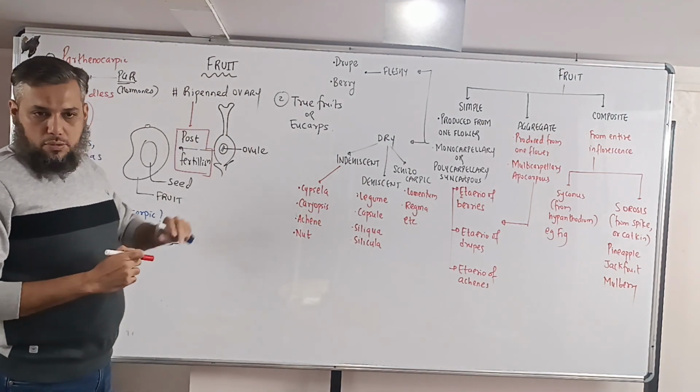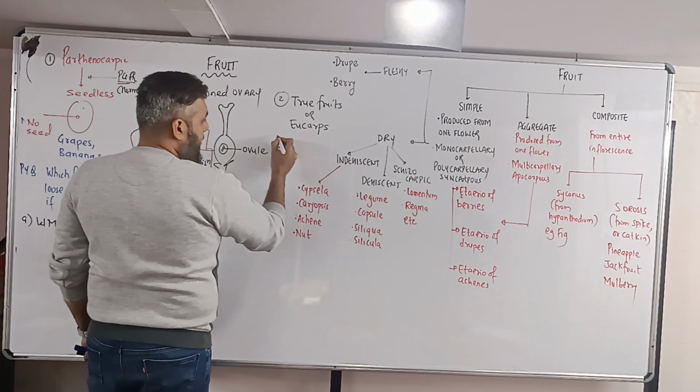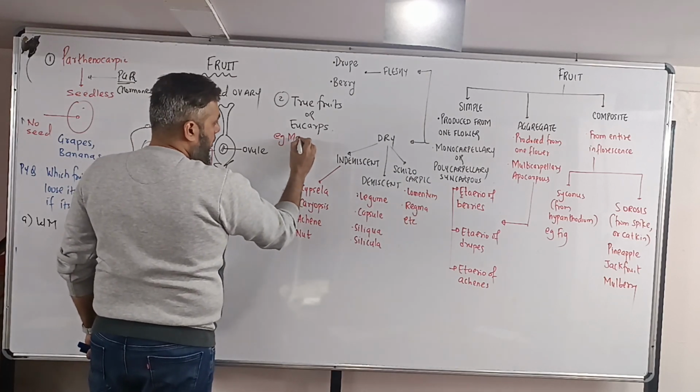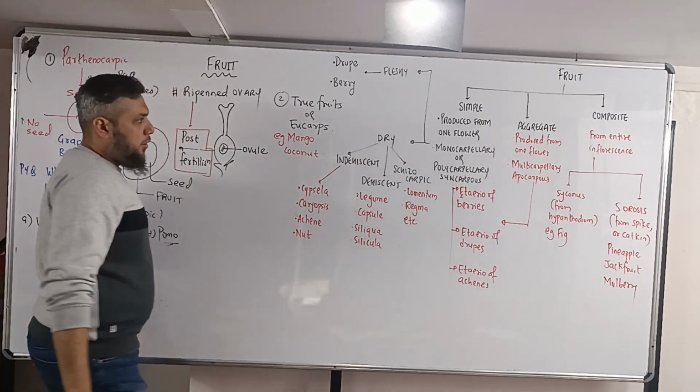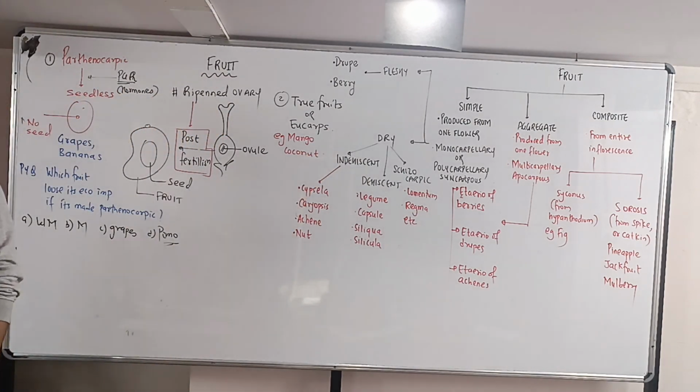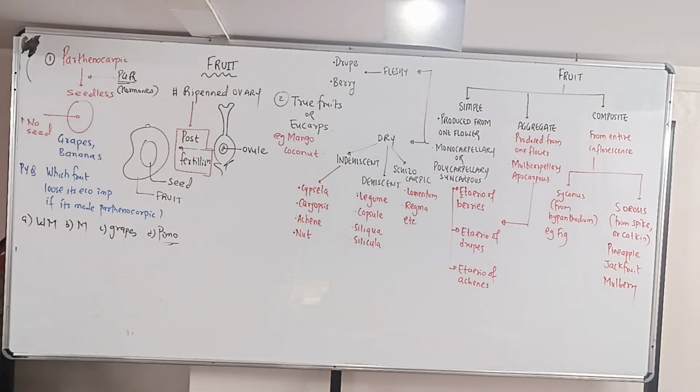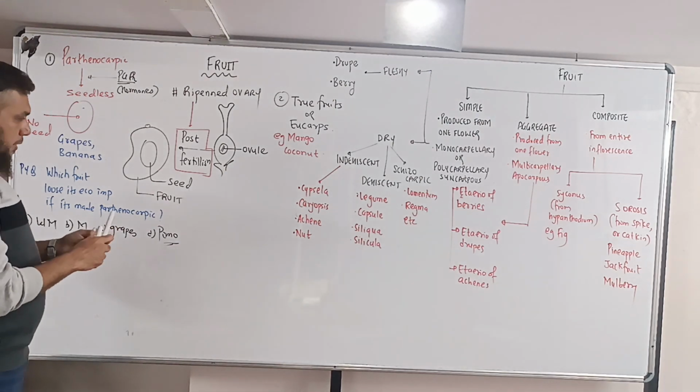ट्रू फ्रूट्स. ओके. The common examples of true fruits are, बच्चों, mango and coconut. These are examples of which fruit? True fruits. What is a true fruit? What is a true fruit? The fruit which develops only from the ovary is called a true fruit.